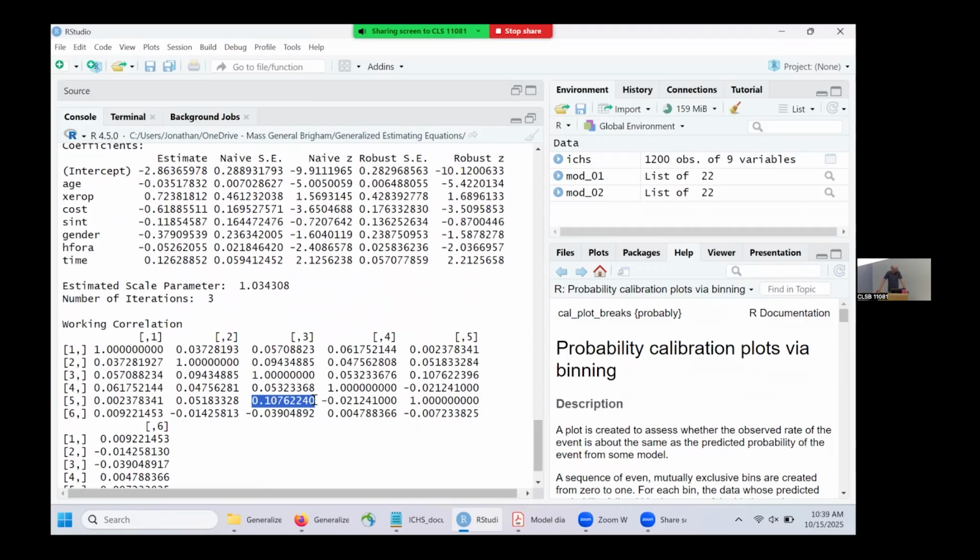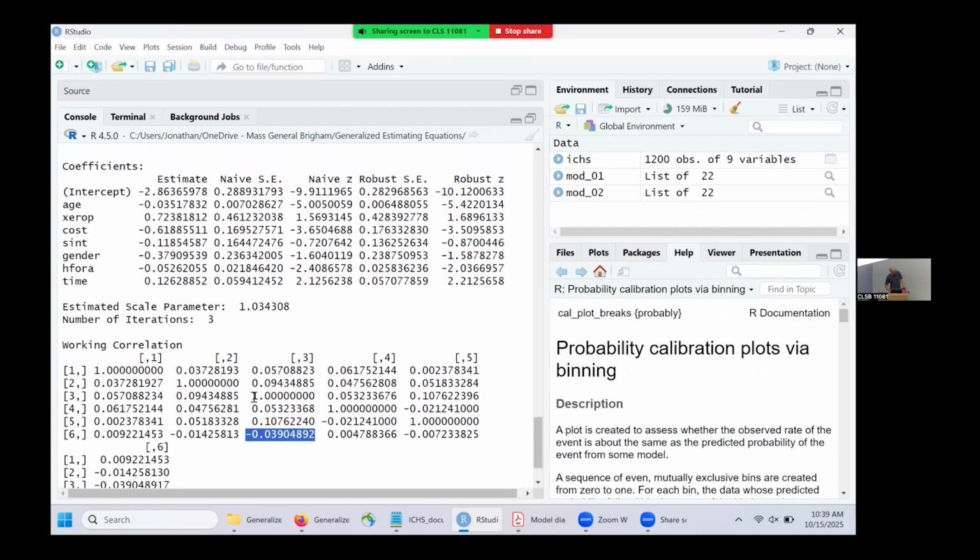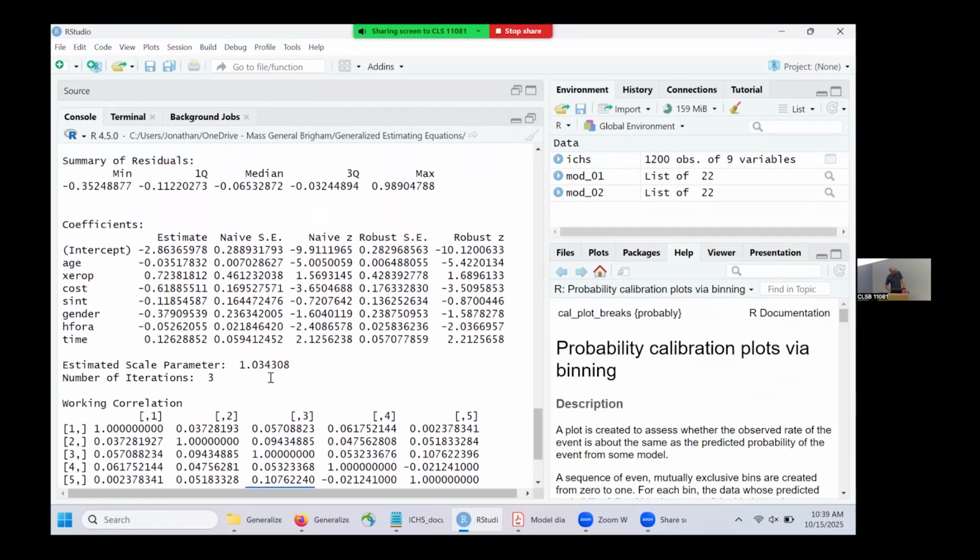These children are visiting some kind of health structure and getting assessed for respiratory infection. I don't know why there would be this high correlation or this negative correlation between the 3rd and the 6th. Potentially they're being treated, and so if they have a respiratory infection at one point, they might be treated for it before they're seen again. Not sure. So we get a working correlation matrix estimated. We get another dispersion parameter estimated, again not far from 1.